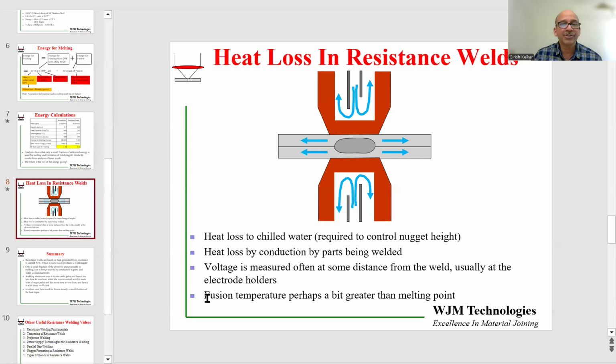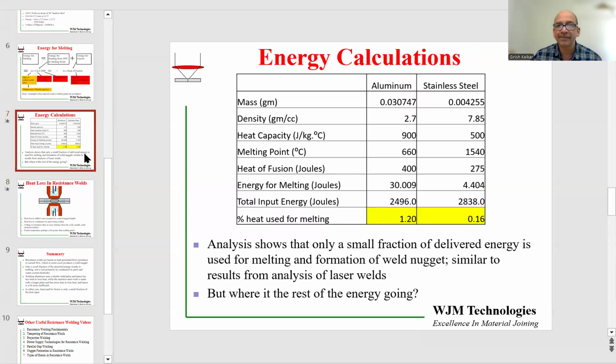Another assumption, as we have mentioned, is we are assuming that we are only going up to the melting point. It is perhaps possible that we are actually going higher than the melting point. But even if it was some number, maybe even 100% more, the percent used for melting is still going to be a very, very small number.